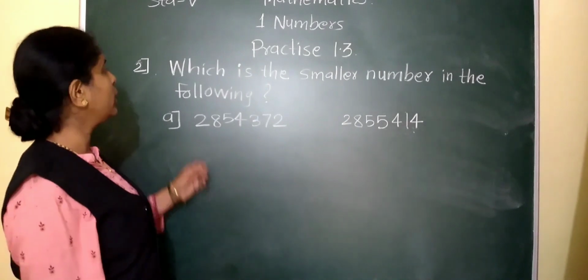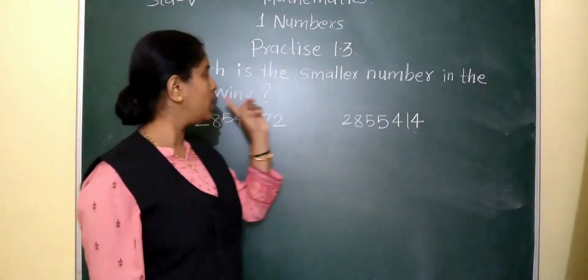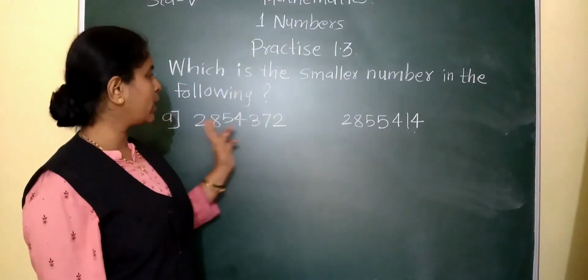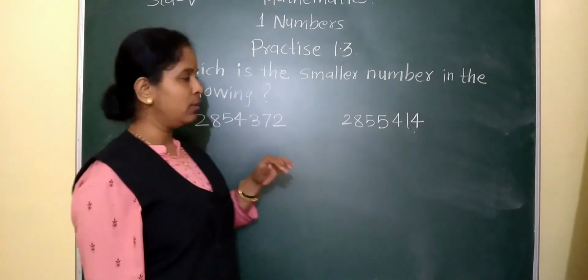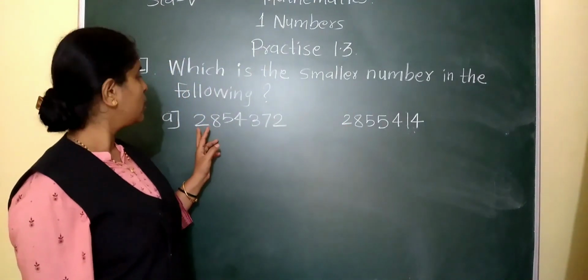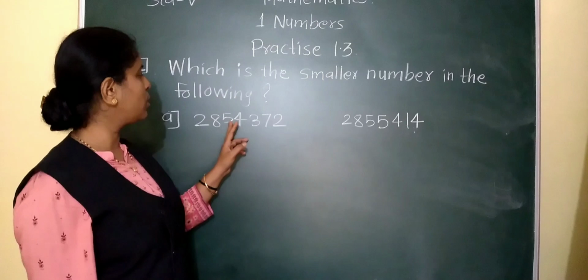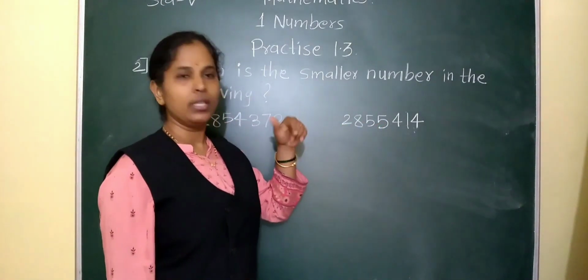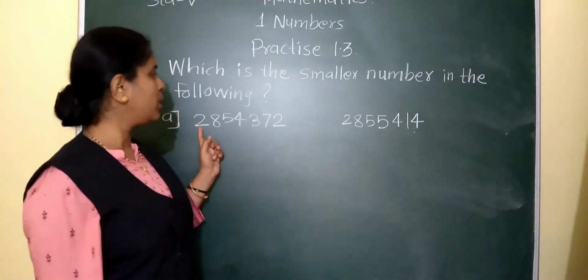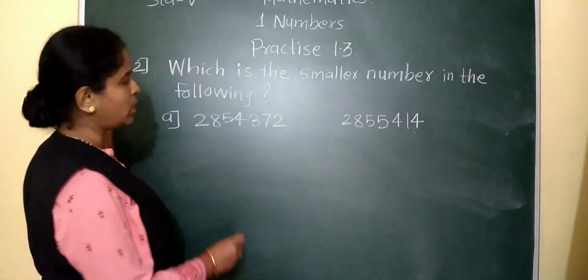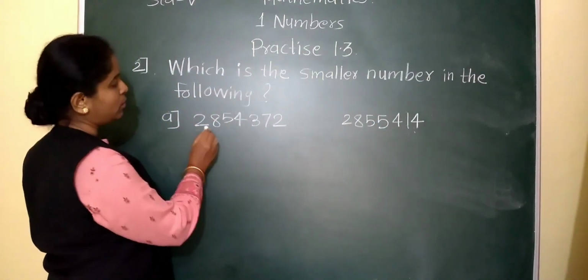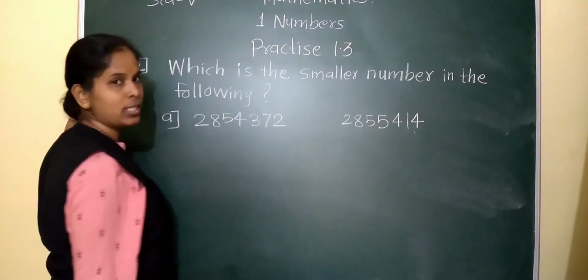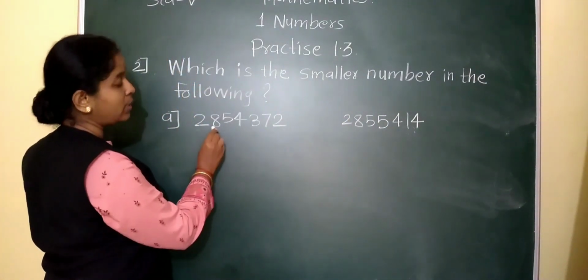Question number 2 is, which is the smaller number in the following? Now here again two numbers are given. See, we will count the number of digits. Here how many digits are there? 1, 2, 3, 4, 5, 6, 7. And here also 7 digits are there. Then what do we have to do? Then we have to compare each digit. Now see, start from this place. Here also 2 is there. Here also 2 is there. Both are equal.